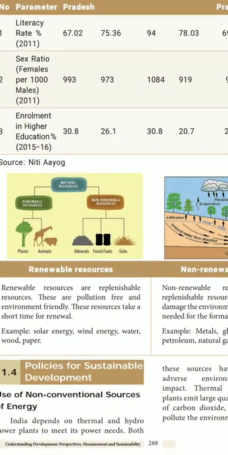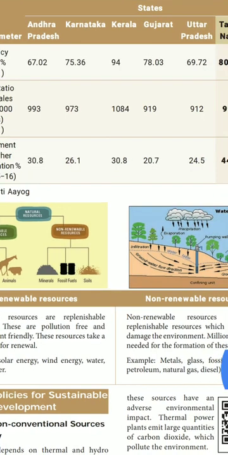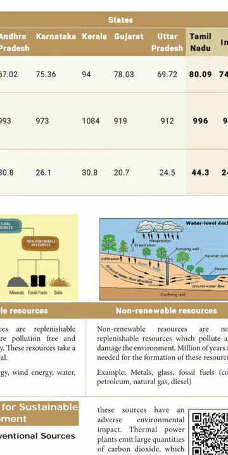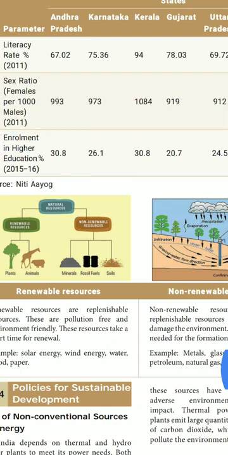First one, literacy rate, sex ratio, enrollment in higher education. These three things. So each and every state, how much percentage it was. So literacy rate, the census was taken in 2011. Andhra 67.02, Karnataka 75.36, Kerala 94%, and Gujarat 78.03%, and Uttar Pradesh 69.72%, Tamil Nadu 80.09, and India 74.04.